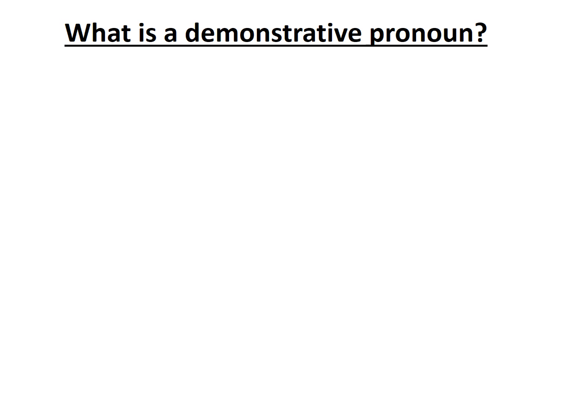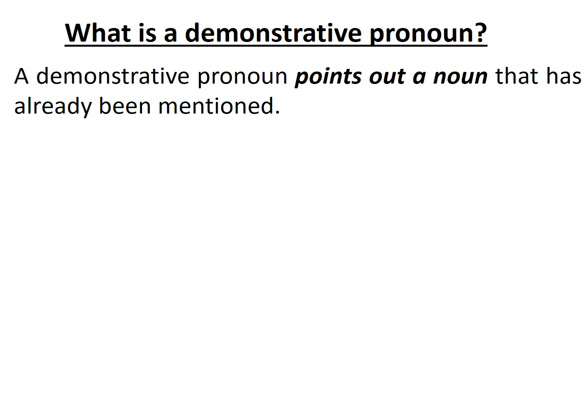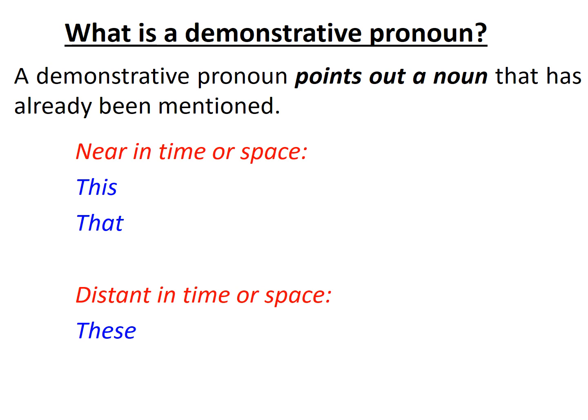In this video we'll be answering the question, what is a demonstrative pronoun? A demonstrative pronoun points out a noun that has already been mentioned. When referring to something that's near in time or space, we would use the demonstrative pronouns this and that. When referring to something further away, more distant in time and space, we would use the demonstrative pronouns these and those. I'm now going to run through what each of these demonstrative pronouns means with a few examples.